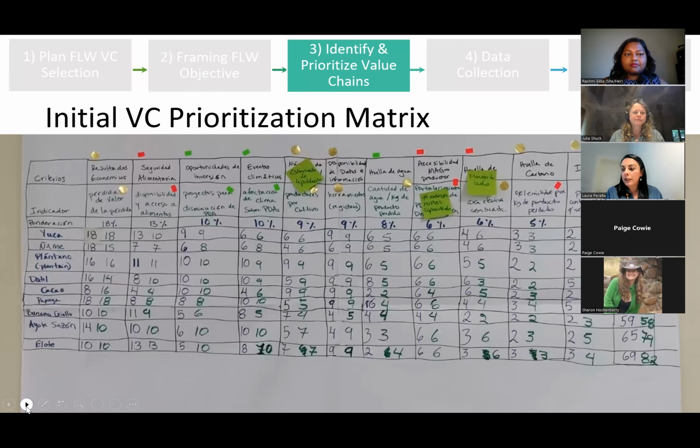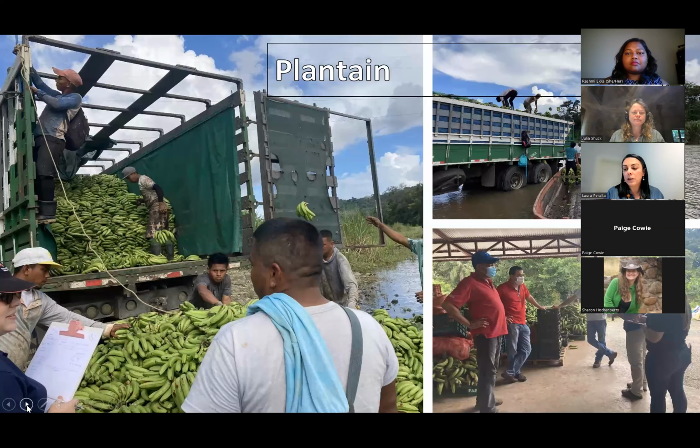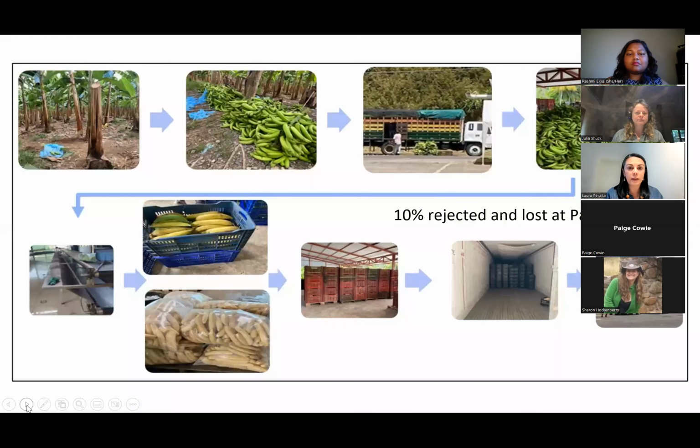So moving towards the next slide, where we began the data collection process, you can see just some red flags mentioning the 12 different spots we visited. Some were processing plants, packing houses, or farms. And in the next slide, we can begin seeing some of the first images of what the value chains assessment was. So this is the case of plantain. And in the next slide, we can see the specific steps we're taking from the moment that the plantain is harvested in the farm and until it reaches the market.